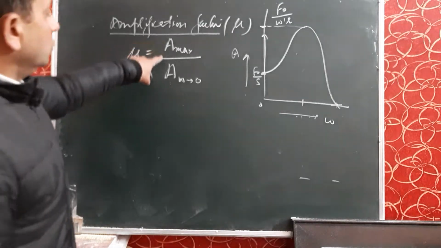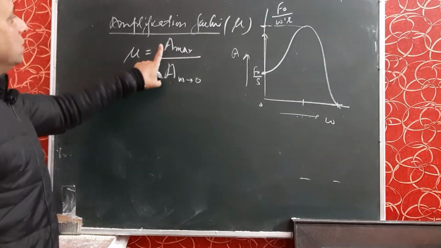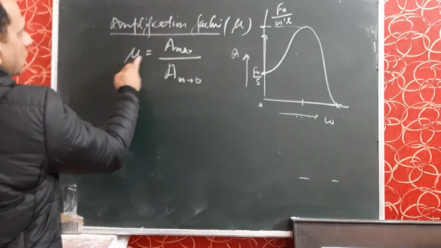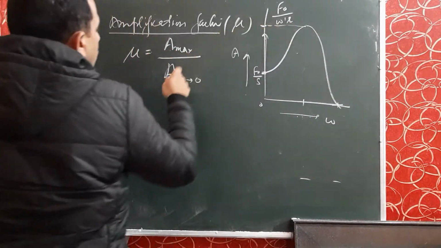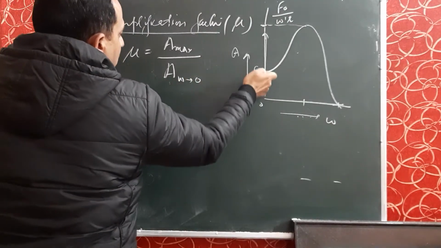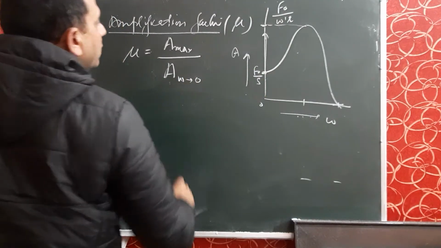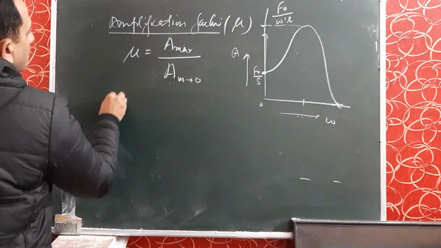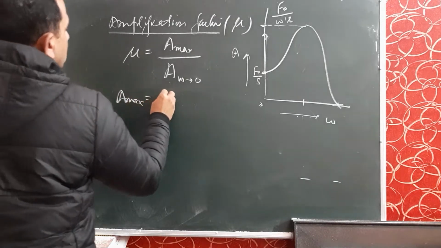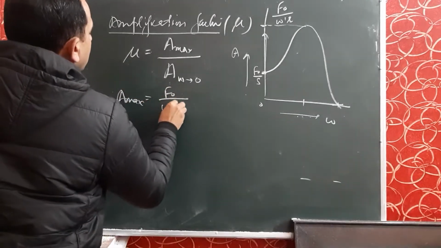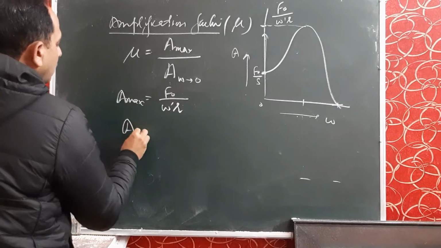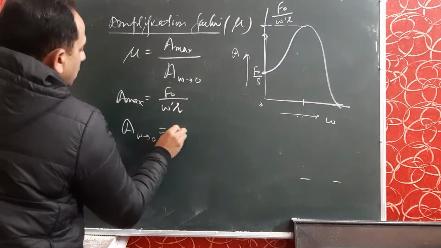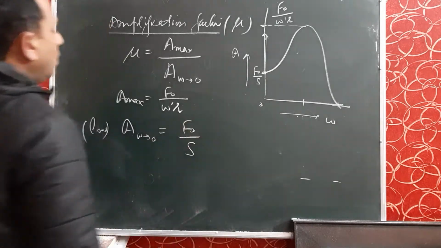So it is the ratio of the maximum amplitude to the amplitude at low frequencies. Omega tends to 0 means low frequencies. What is A max, the maximum value of amplitude? It is f naught upon omega dash r. And what is A at omega tends to 0, that is, at low frequencies? It is f naught by s.